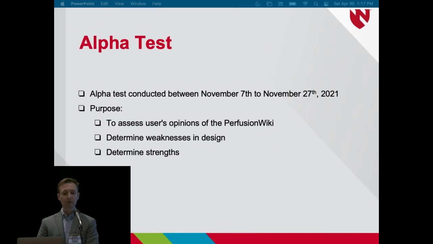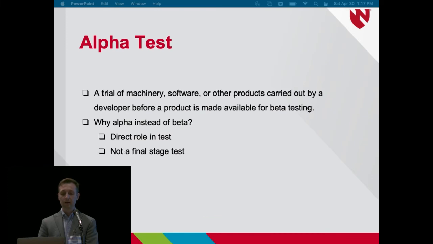So let's talk about this little alpha test we did. An alpha test was conducted in November of this past year. We wanted to know what users thought about Perfusion Wiki and its weaknesses and strengths. If you don't know what an alpha test is, it's a trial of machinery, software, or other products carried out by the developer before a product is made available to beta test.